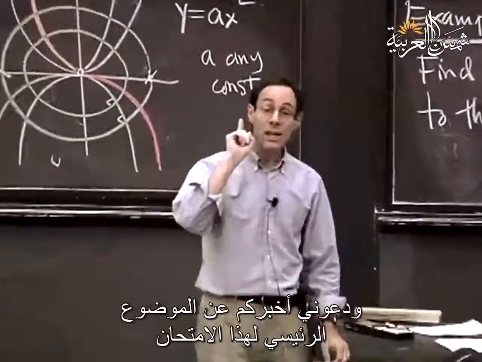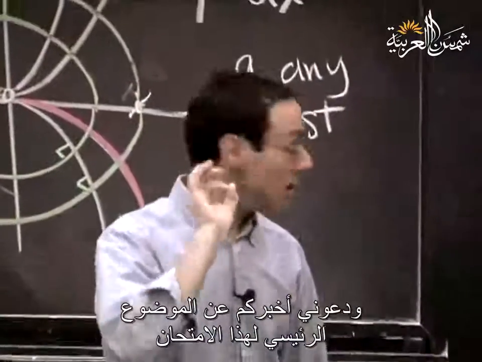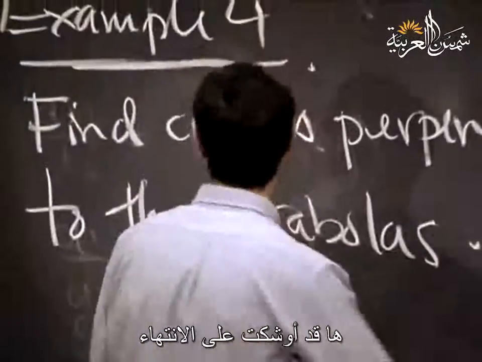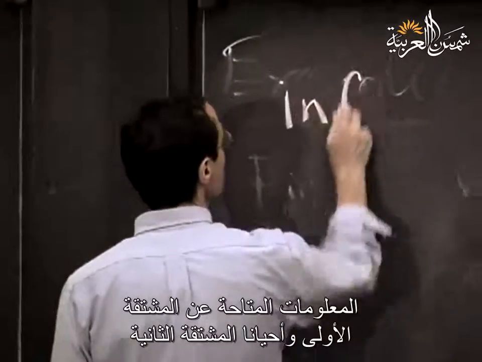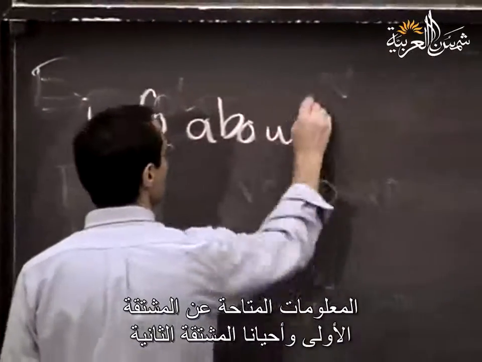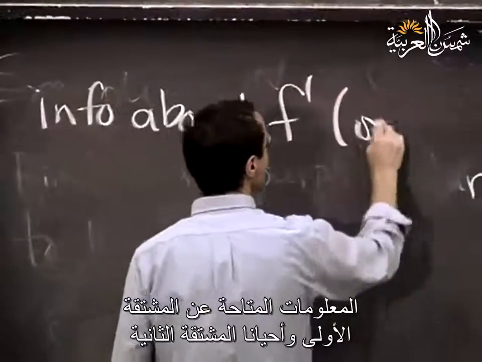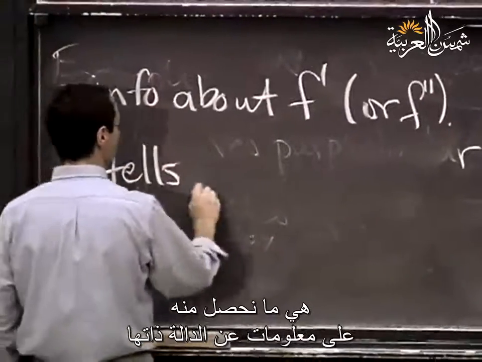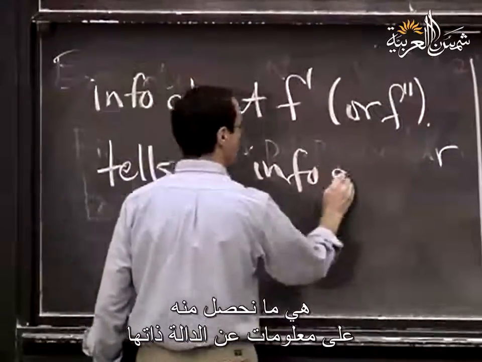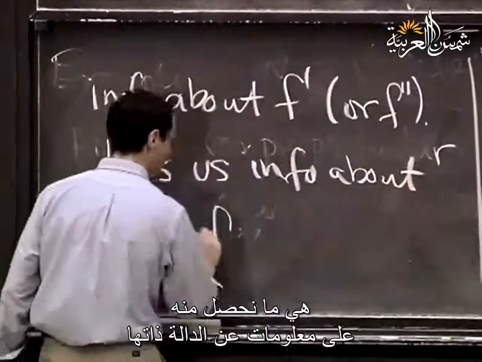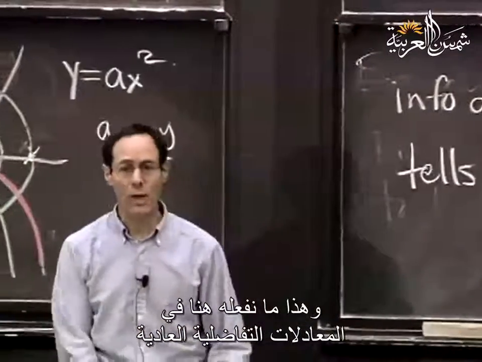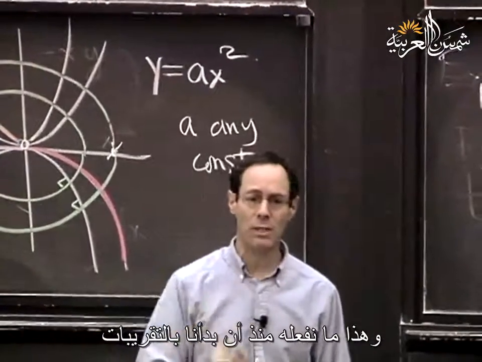And let me just say one thing, which is the main theme of the class, and then we'll have time for one question after that. The main theme of this unit is simply the following: information about the derivative, and sometimes maybe the second derivative, tells us information about f itself. And that's just what we were doing here with ordinary differential equations, and that was what we were doing way at the beginning when we did approximations.